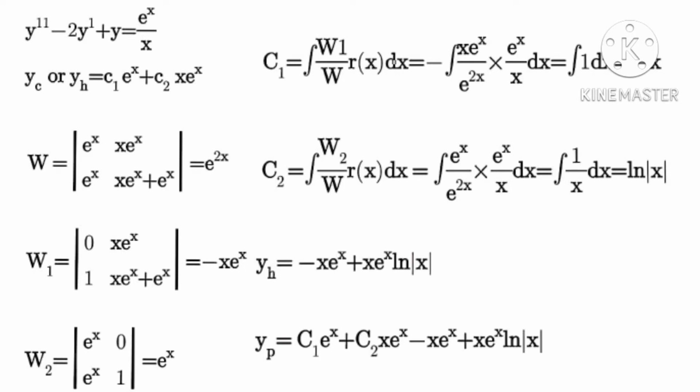So when we solve for our c1, we have our c1 to be minus x, we have our c2 to be ln x. Then don't forget, from our homogeneous solution we have c1, so we insert the value for c1 and the value for c2. So we have our solution to be minus x e raised to power x plus x e raised to power x ln x. Then we add everything, we bring everything together to get our particular solution.